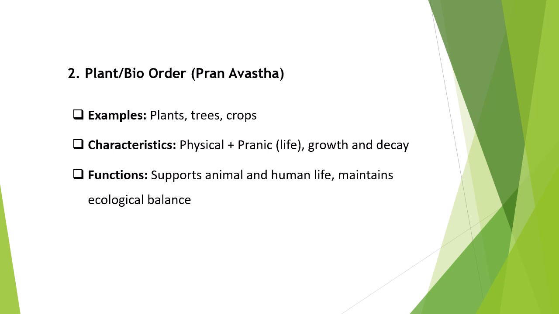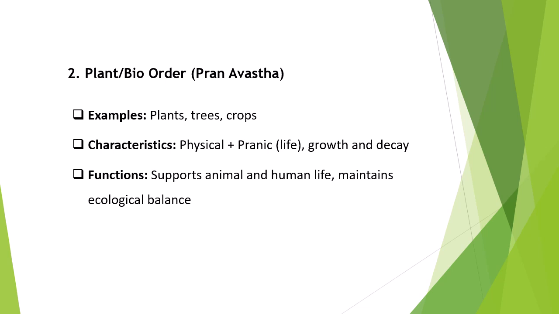Second, plant and bio order. Plant bio order refers to all living entities that have a physical body and life but do not possess the ability to feel, think, or make conscious choices. The plant order is basically a structure made up of the material order. However, an additional activity of respiration is exhibited by the plant order.